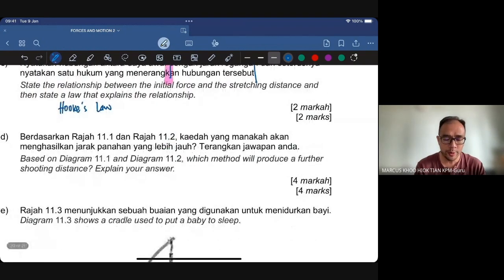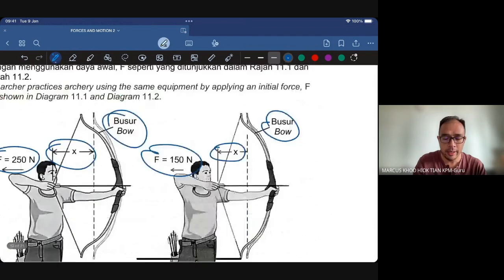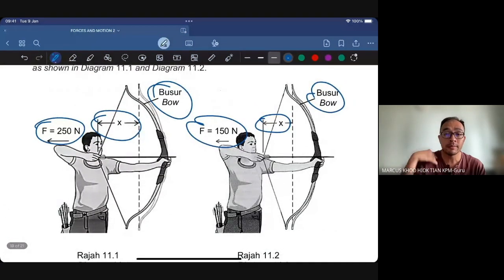Okay, 11.1, 11.2, which method will produce a further shooting distance? This one is really, if you cannot get 4 marks, you must be able to get 1 mark. Because the question is asking, which method will give the further shooting distance? Logic tells you that of course it's 11.1 because you're stretching more. So even if you cannot get all 4, don't say you don't know. You just think logically. If you pull more, definitely you can shoot further.